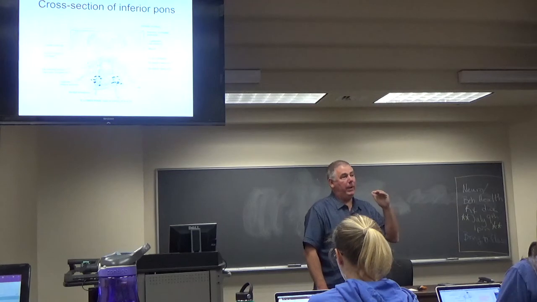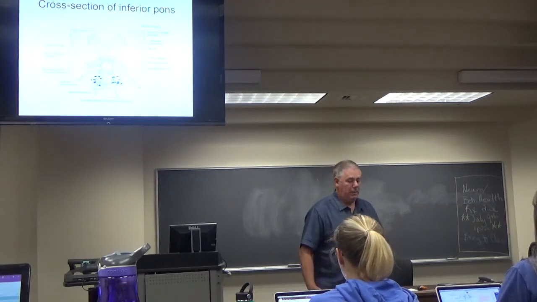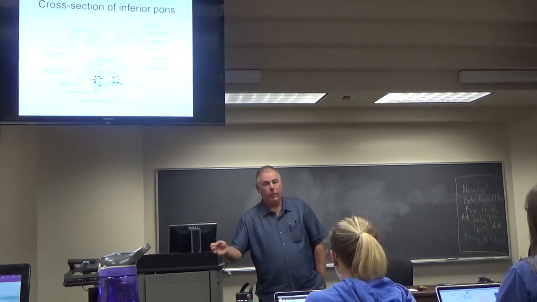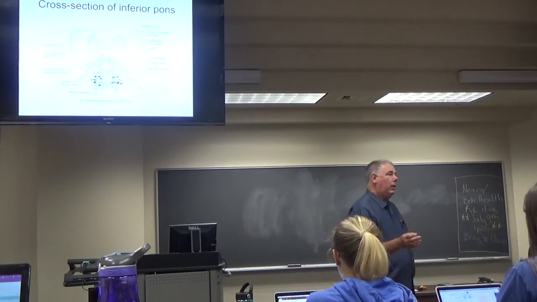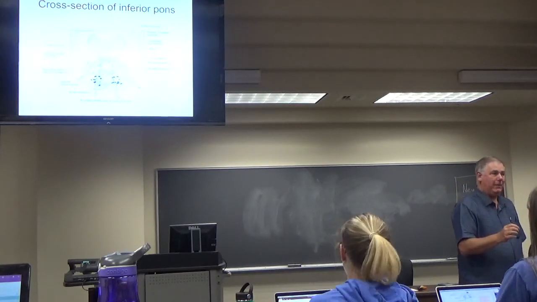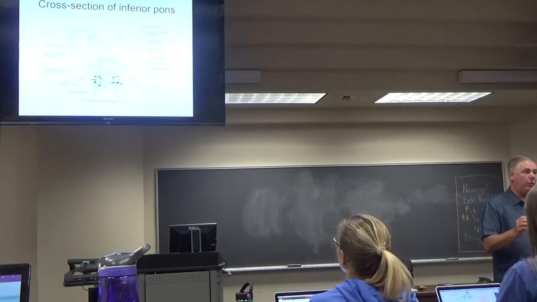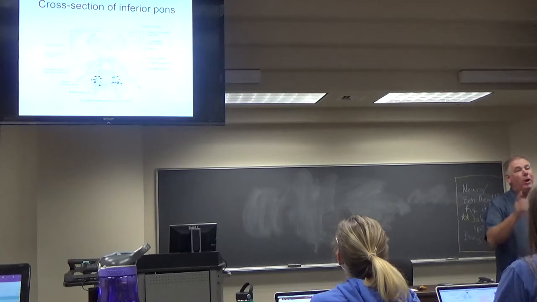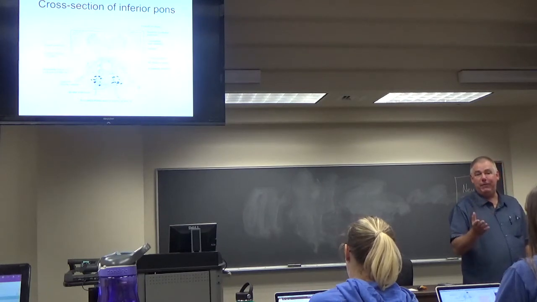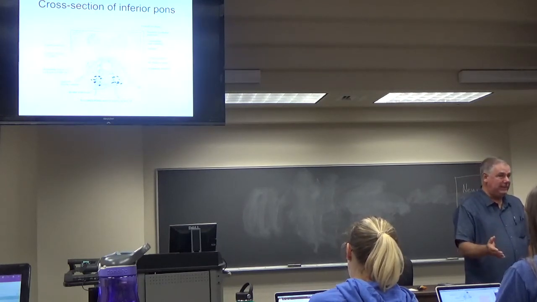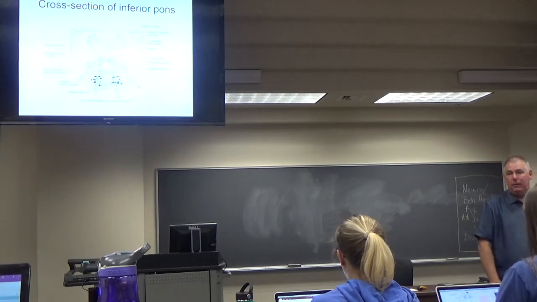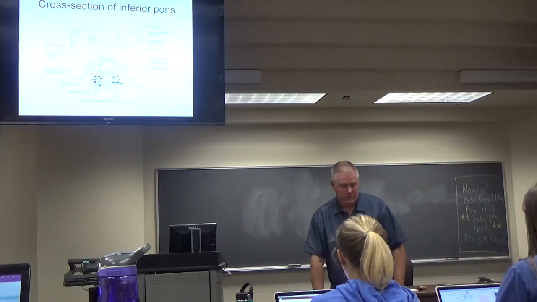The preganglionic parasympathetics of 7. The preganglionic parasympathetics of 10 was the dorsal motor nucleus of 10. Preganglionic parasympathetics of 9 was the inferior salivatory nucleus. What do you think the preganglionic parasympathetic nucleus of 7 is called? Superior salivatory nucleus, because what does 7 innervate that's related to salivation? The submandibular and the sublingual salivary glands, also the lacrimal gland. Right? It's that simple.